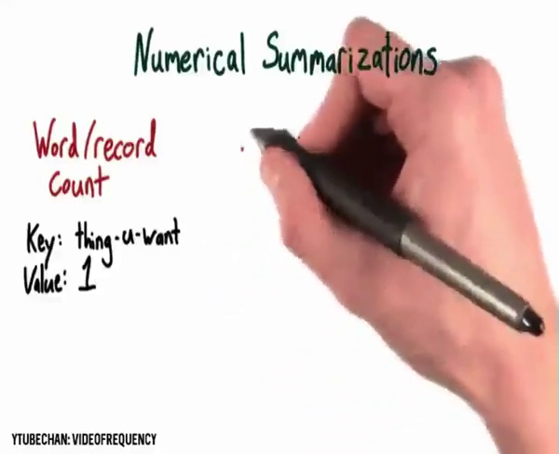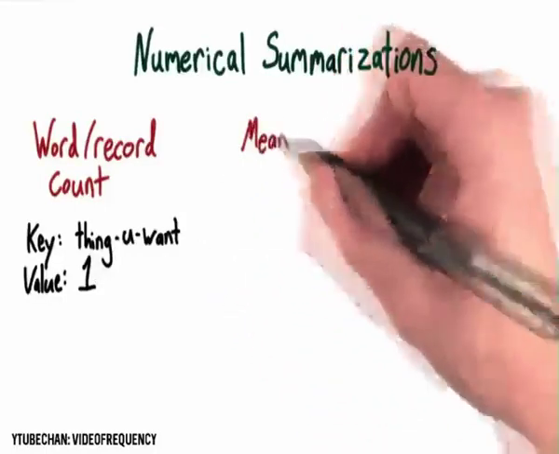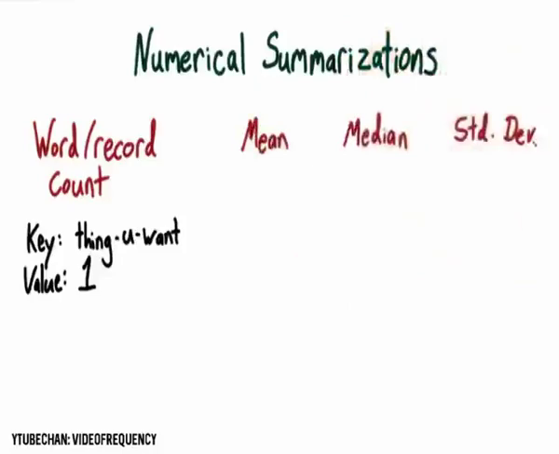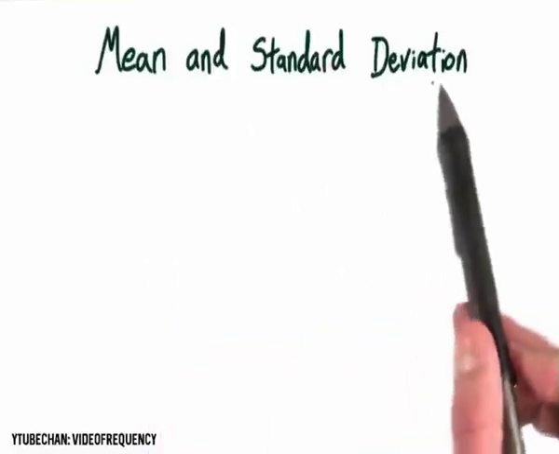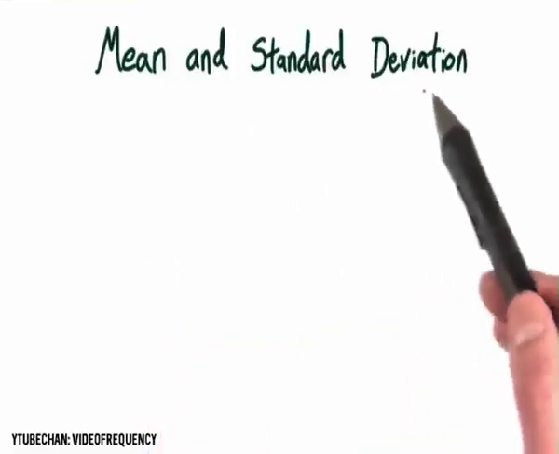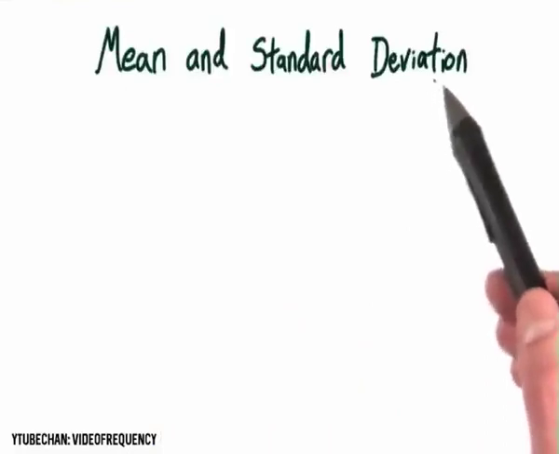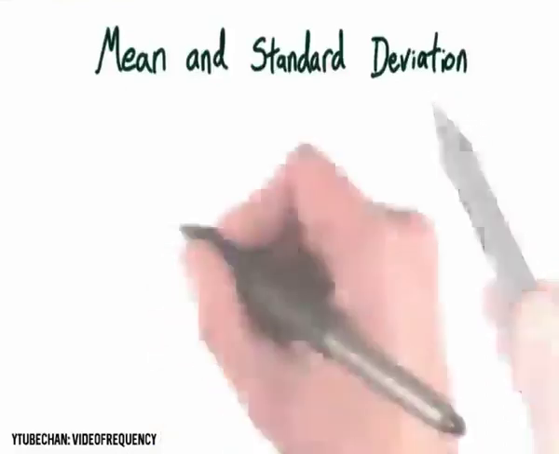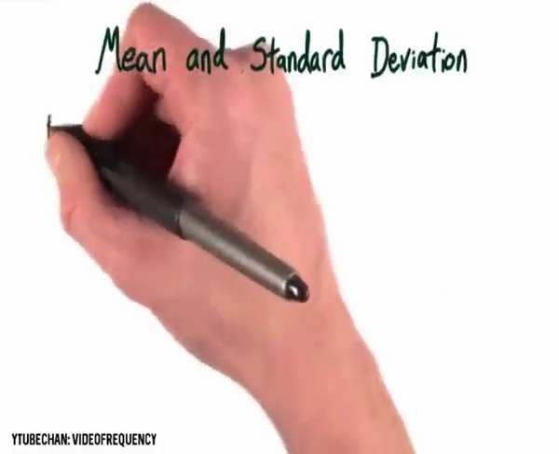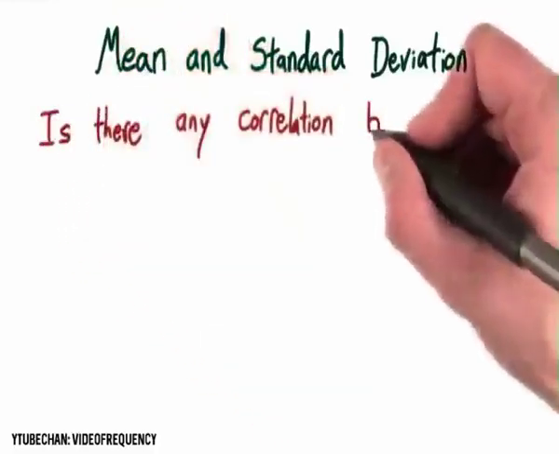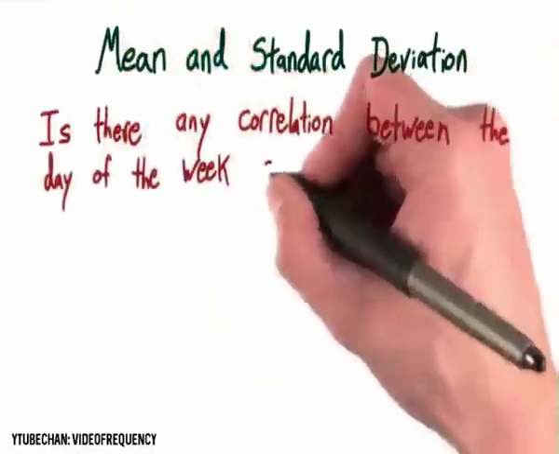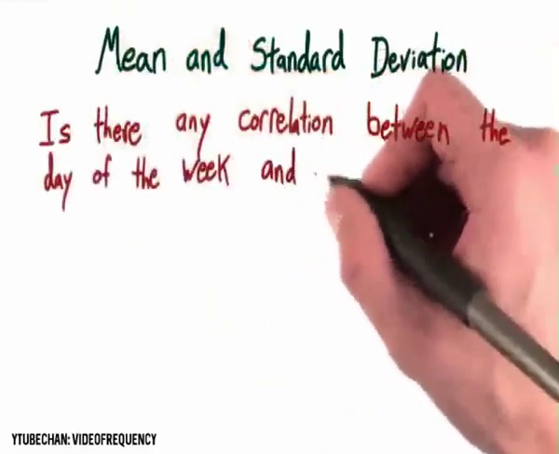Slightly more difficult are things like calculating the mean, or the median, or if we want to get really fancy, the standard deviation of a set of data. So let's do it. Let's calculate mean and standard deviation. And to do that, let's think back to our example with stores and sales. And let's say the question we want to answer is: is there any correlation between the day of the week and how much money people spend on various items?